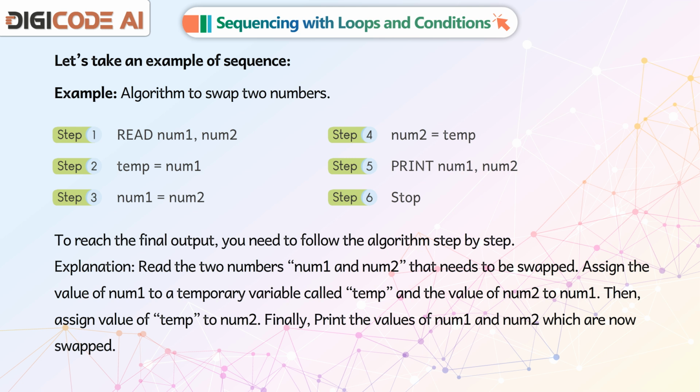Explanation: read the two numbers, num1 and num2, that need to be swapped. Assign the value of num1 to a temporary variable called temp and the value of num2 to num1. Then assign the value of temp to num2. Finally, print the values of num1 and num2 which are now swapped.